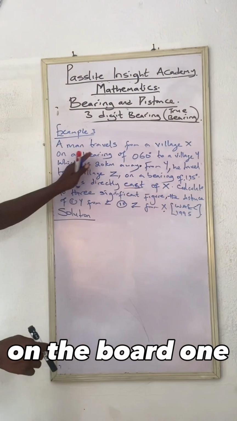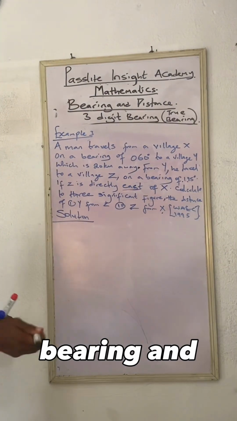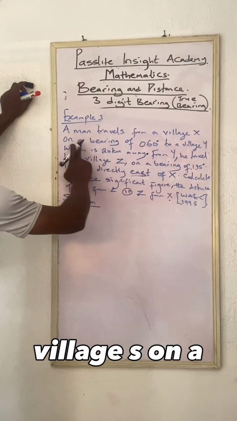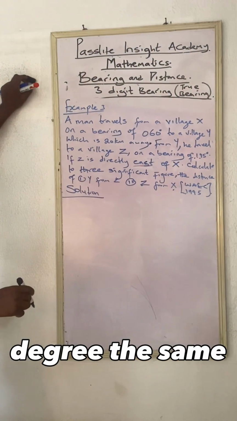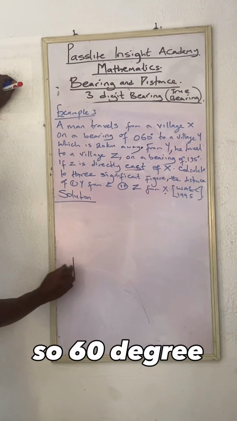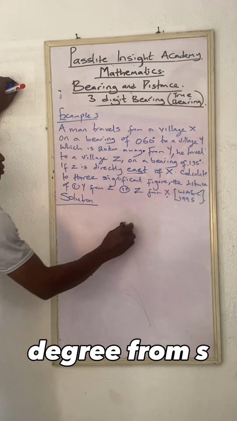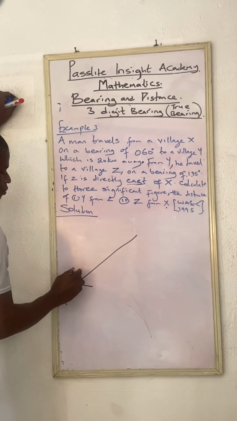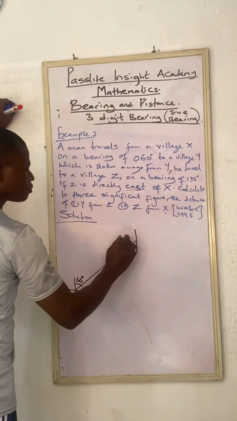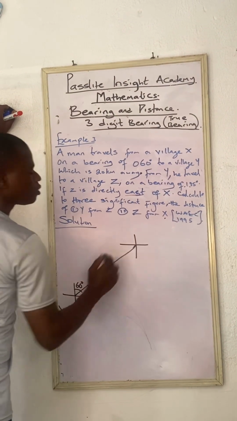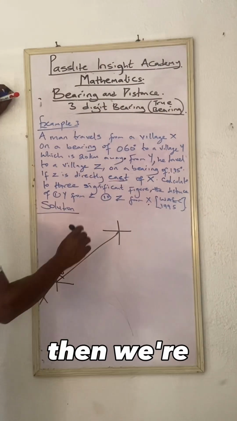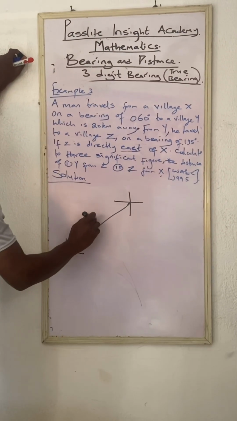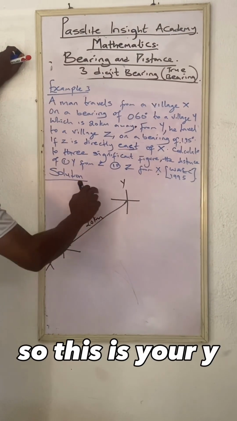So look at the question on the board. One advanced question on bearing and distance. A man traveled from a village S on a bearing of 60 degrees. From S to Y, this is 60 degrees to Y. Are you seeing this now? Then the distance is 20 kilometers.